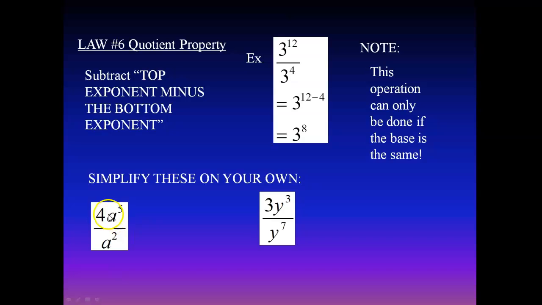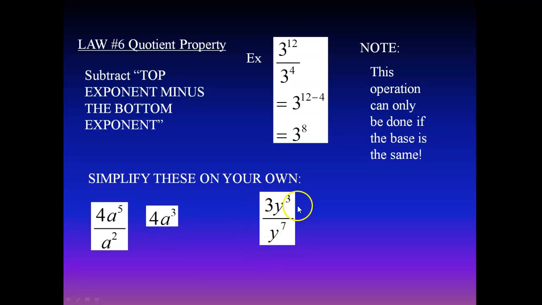The same way here, but look, 4 is the only number that you see there. It doesn't have any other 4 to any other power. So then we're going to leave it alone, and all we have to do is deal with a to the fifth and a to the second. We are going to subtract the exponents because there's a division sign. So therefore the answer is 4a to the third power.